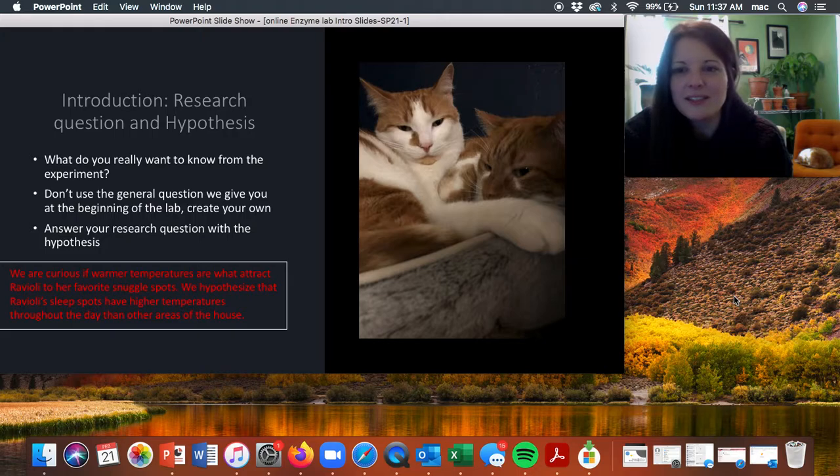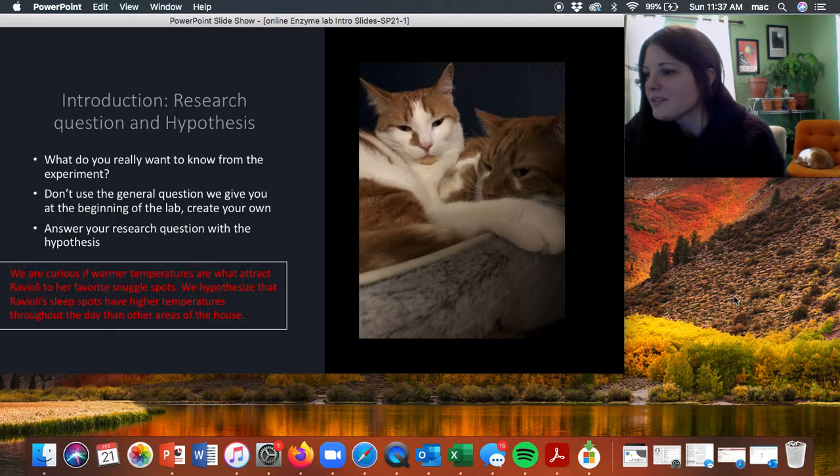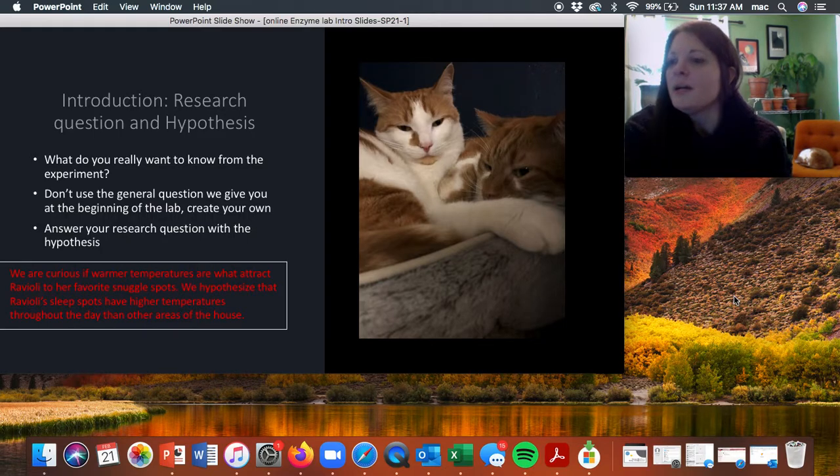Oh my goodness, it's so adorable, her and her brother. She's so generous with how she's willing to share her sleeping spots with her brother, even though her brother is like four times the size of her.